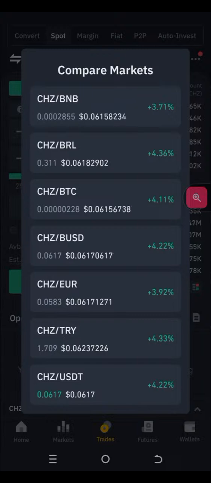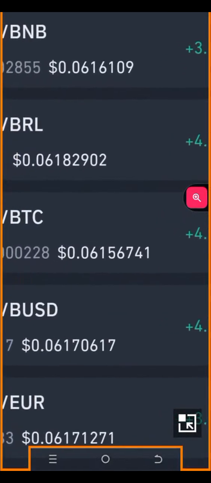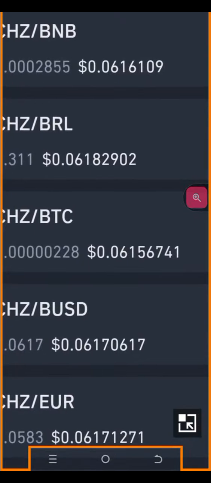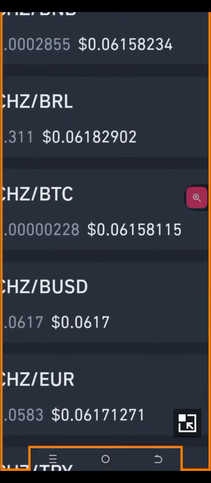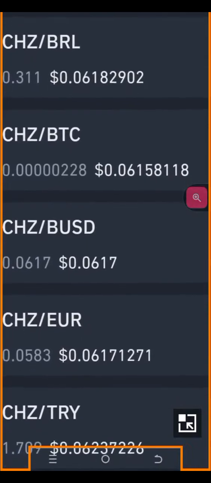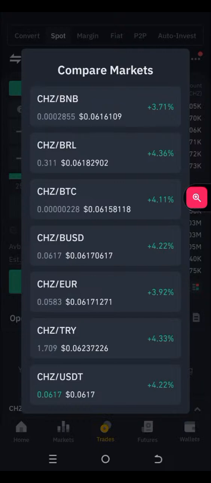So let's take a quick look at this. Let me enlarge this for you to see. Good. We have 0.0616 at BNB, 0.0618 at BRL, and BTC is 0.0615, 0.0617. Wow. Then EUR. Normally I like to use the base currency as USDT, because it's easier for me to work with. Well, at times I may have to change.